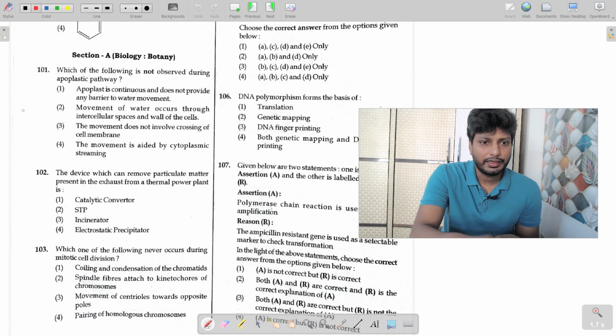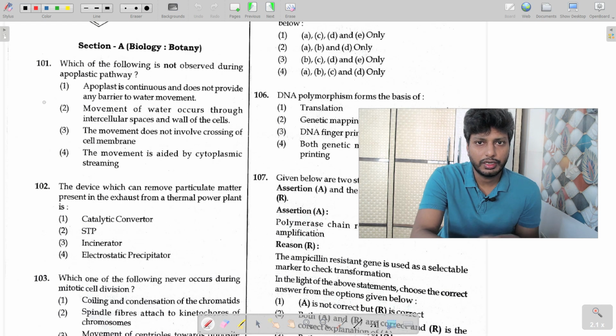Now, as we can see, dear students, here is Section A, always the botany part. So here the first question is straight away, as you can see here. I hope it is clear and visible for you all. The question is, which of the following is not observed during the apoplastic pathway?